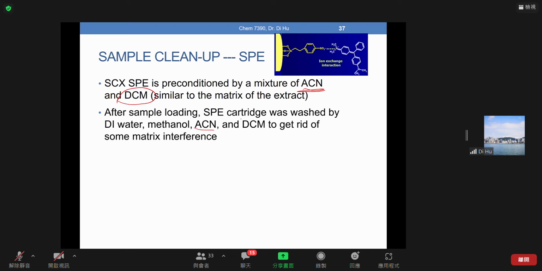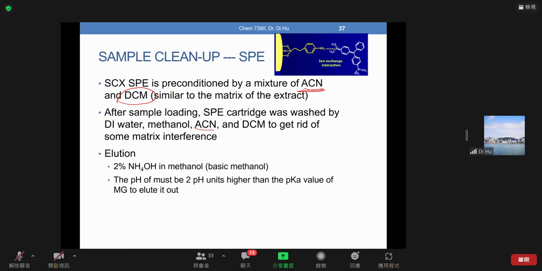And then you do elution. For elution, we use 2% ammonium in methanol. We call that basic methanol. So why are we using methanol, and not just 2% ammonium? Why is that?